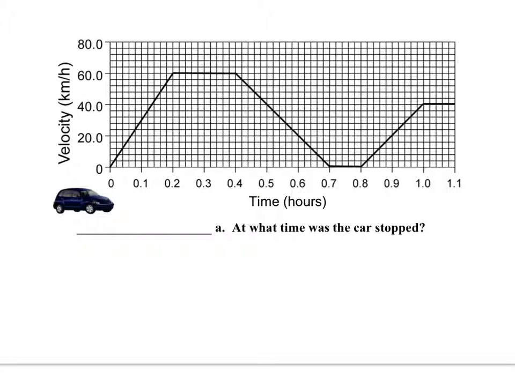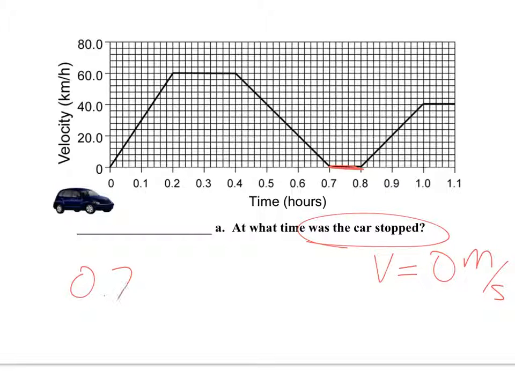For this question, if you look at what they're asking you, it is what time was the car stopped? Well, the car is stopped when the velocity is 0. It's not moving. So, in terms of the graph, we've got to find out where the velocity is 0, and besides the very, very initial moments, this part in time right there is when the car is stopped, and so I'm going to say from times 0.7 to 0.8 hours is when this car is stopped. Its velocity is 0.